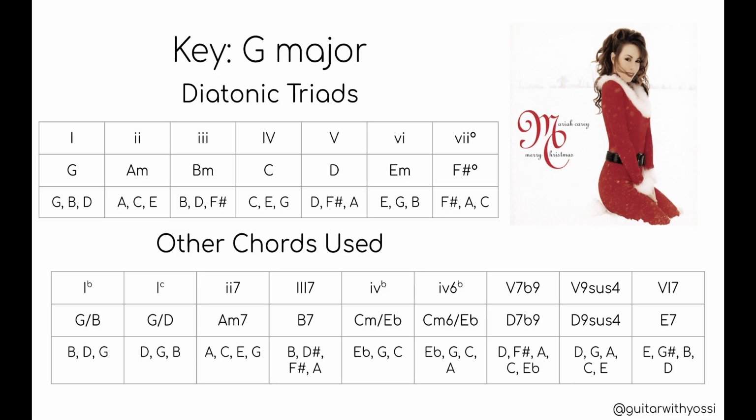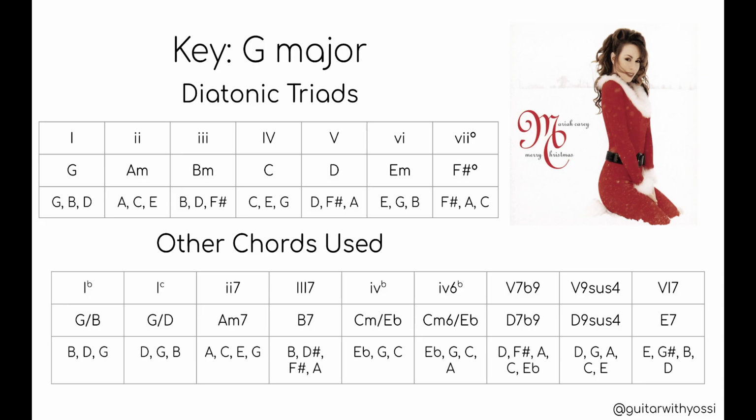Those are our diatonic triads, and as you can see, we use a lot of inversions. We use some seventh chords. We use a major 3 chord. We use a minor 4 in inversion, a minor 4 in inversion with a 6th, the 5-7 flat 9 chord, the D9, so the 5-9 sus4 chord. We also use an E7.